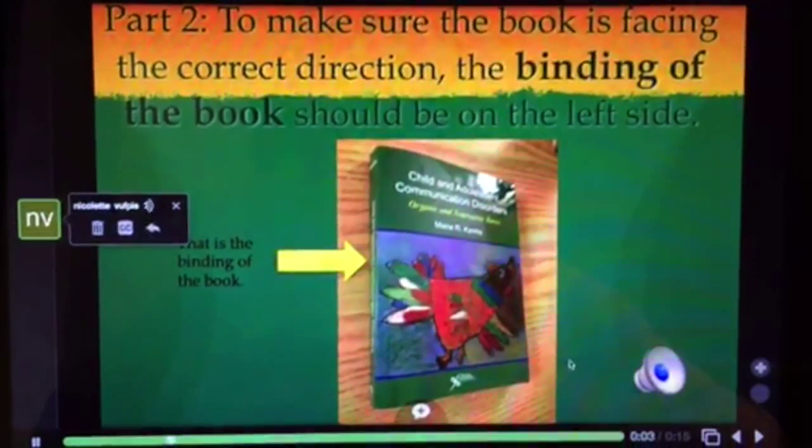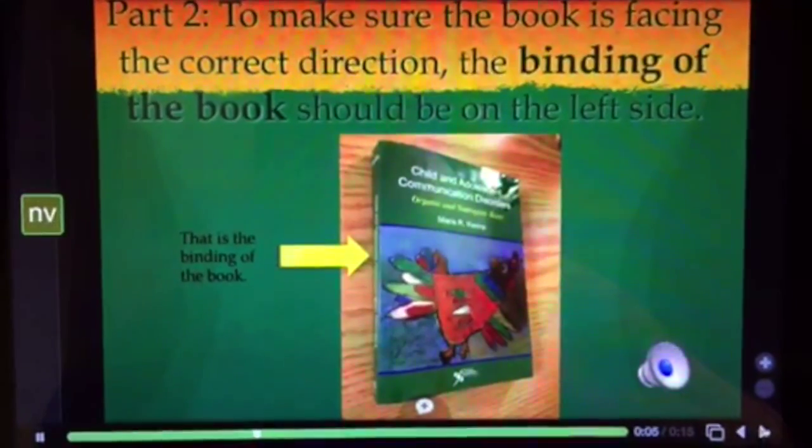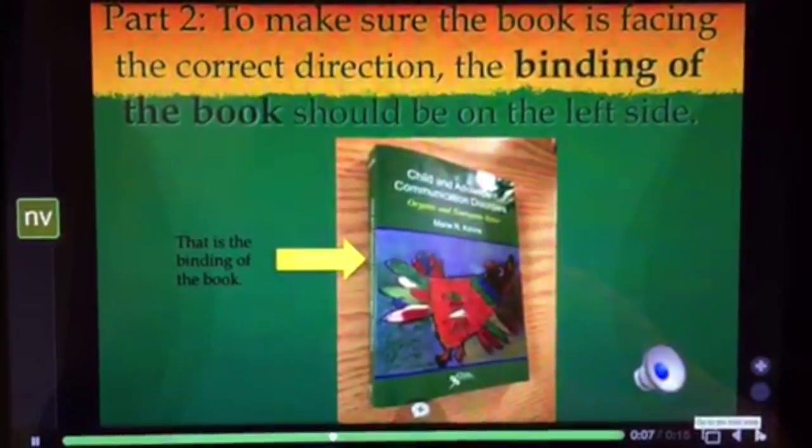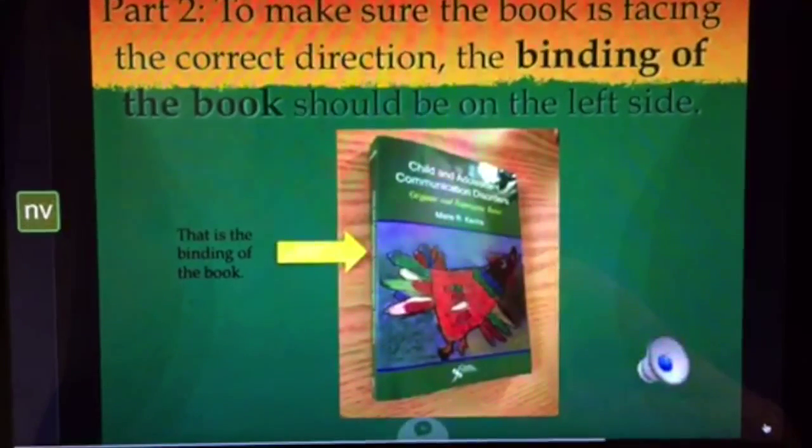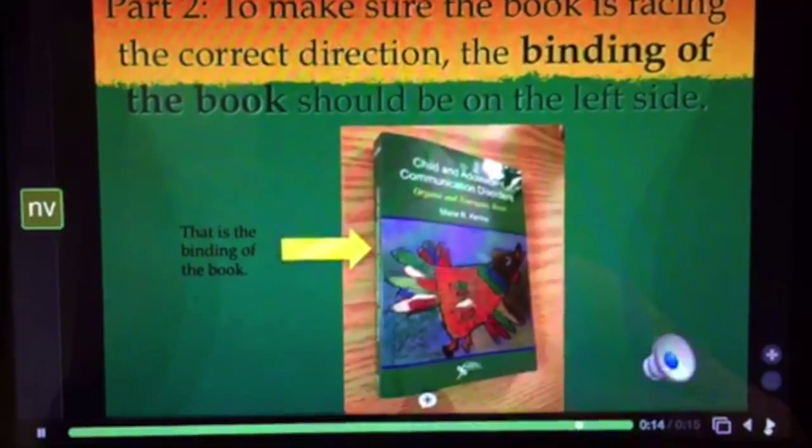To make sure the book is facing the right way, the binding of the book should be on the left side. Use the picture as a reference. The yellow arrow is pointing to the binding of the book.